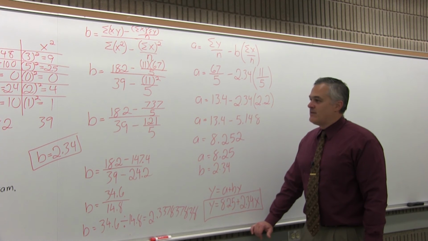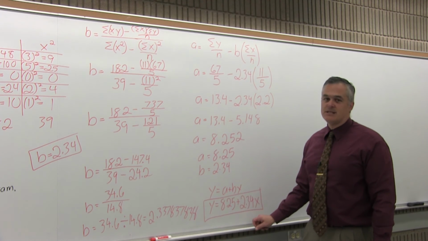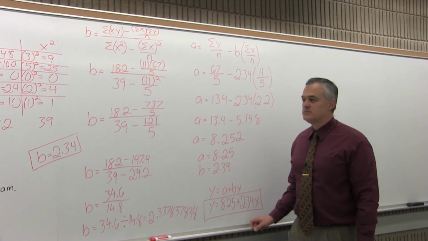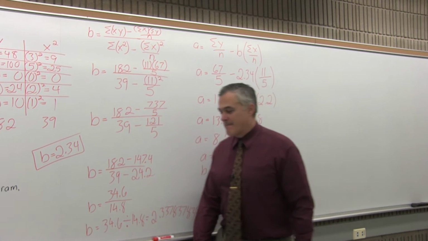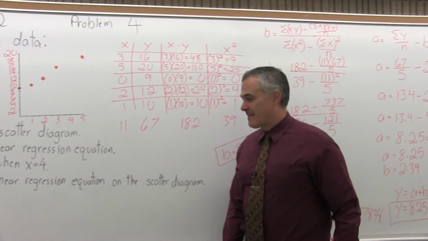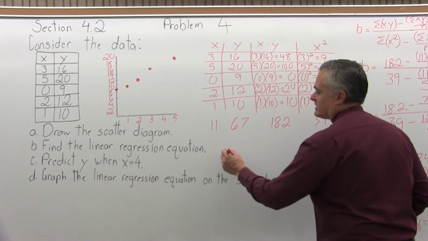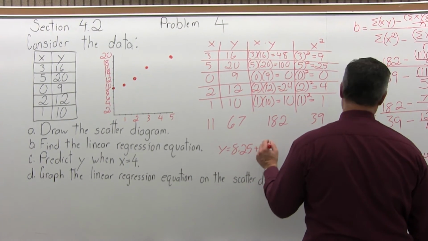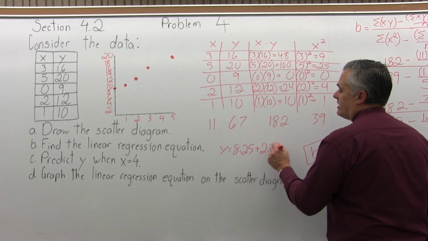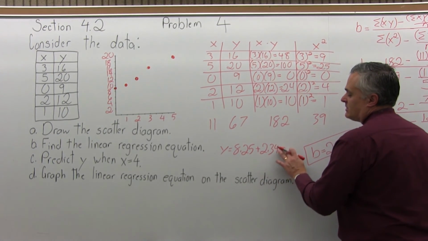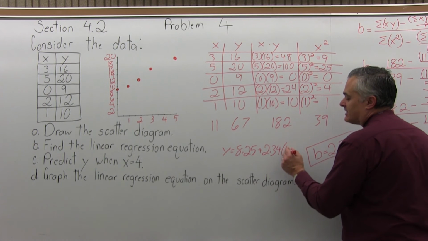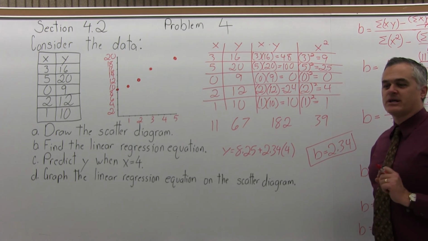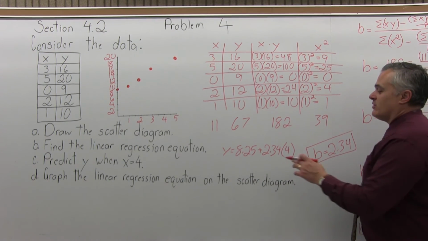So now that we found that, the next part of the problem, part C, says predict y when x equals 4. So we have predict y when x is 4. So we had y equals 8.25 plus 2.34x. So now instead of x, let's put in 4, because part C of our problem says predict y when x is 4.